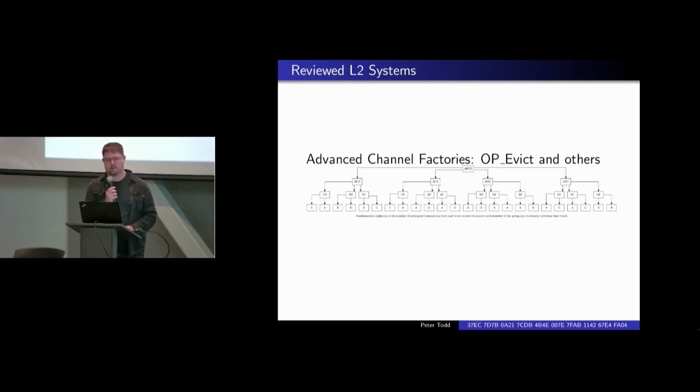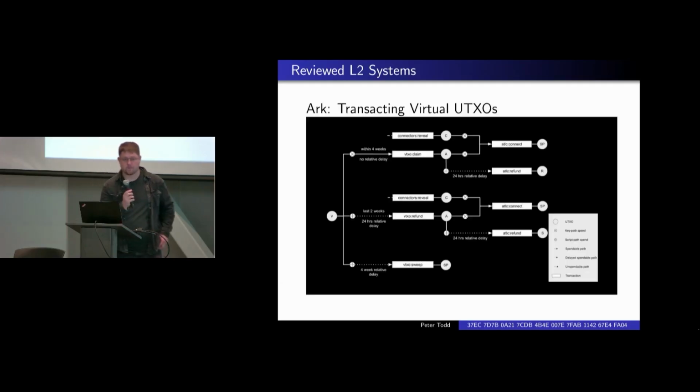I think the big problem with the channel factories ideas is that A, the use case is kind of limited, but B, all these proposals for very specific opcodes, it's so difficult to get a new opcode into Bitcoin. Are you really going to get an opEvict in? Probably not. So the one that everyone seems to be excited about is ARC. And more likely than not, someone's going to present on ARC at this very conference. So I'm not going to go into a ton of detail about how ARC works.